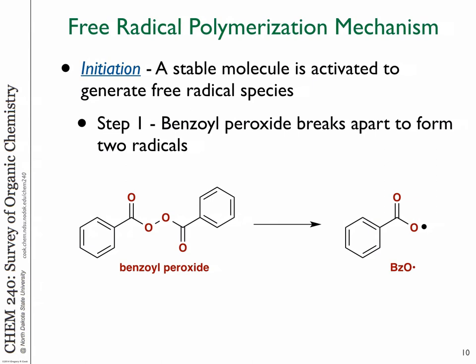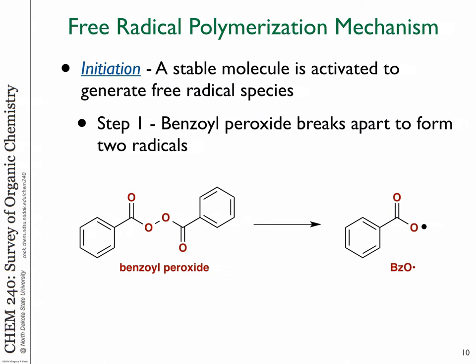In a free radical polymerization, it usually starts with a step which we refer to as an initiation step. So we need to find some way to generate reactive free radical species, where we have unpaired electrons. Things like benzoyl peroxide are a very good initiator for free radical reactions. Notice the structure of benzoyl peroxide. It has within it an oxygen-oxygen bond. That's a peroxide bond. Hydrogen peroxide, HOOH, is the simplest peroxide.